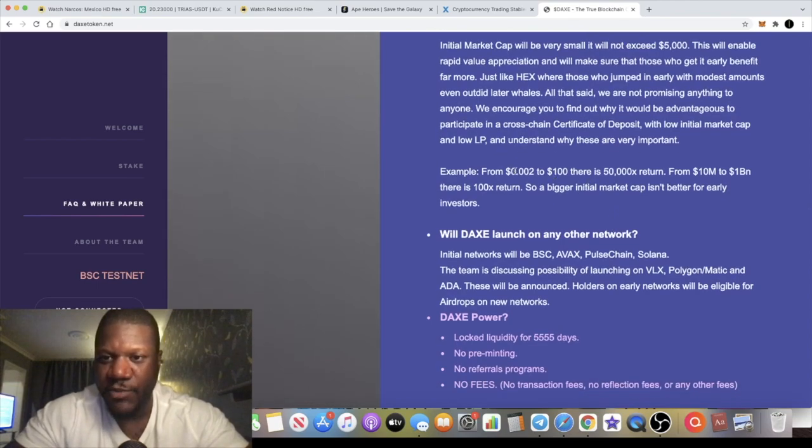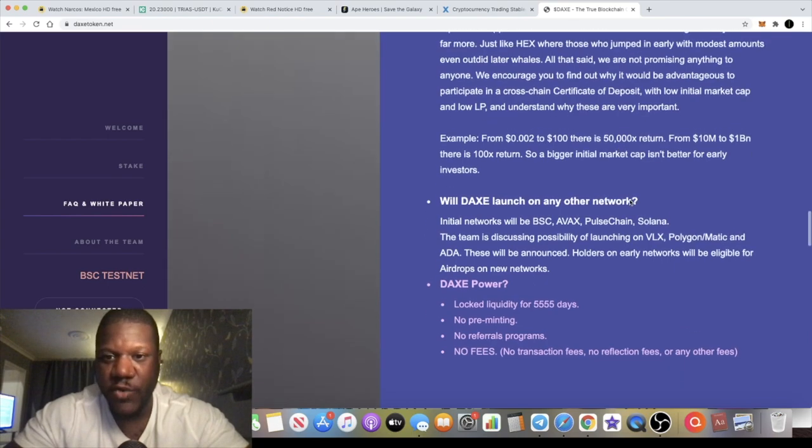So an example here, from $0.002 to $100, there is 50,000x return. From 10 million to 1 billion, there is 100x return. So a bigger initial market cap isn't better for early investors.